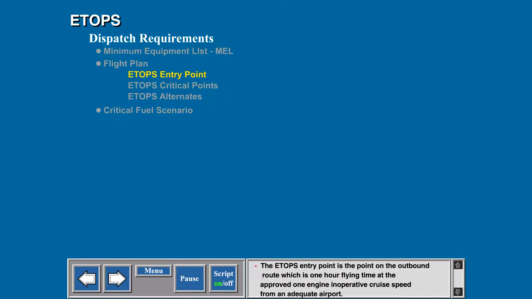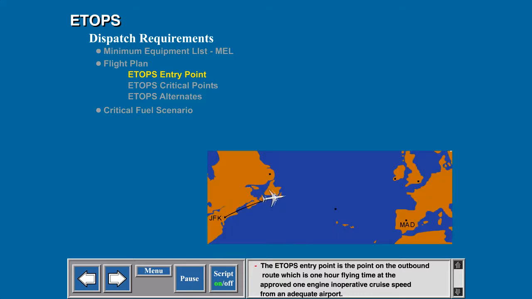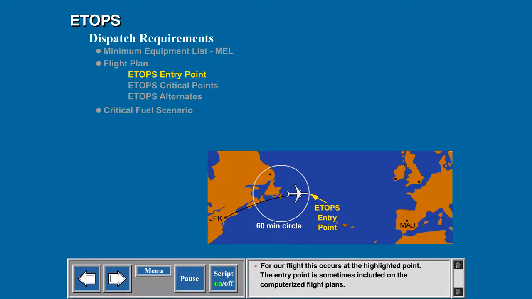The ETOPS entry point is the point on the outbound route which is 1 hour flying time at the approved one-engine inoperative cruise speed from an adequate airport. For our flight, this occurs at the highlighted point. The entry point is sometimes included on the computerized flight plans.